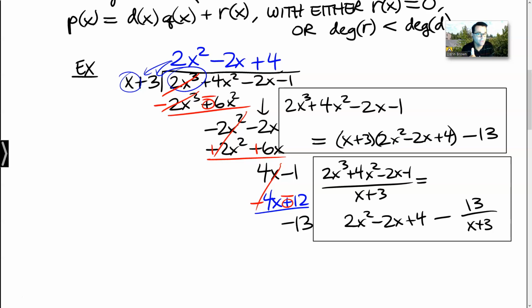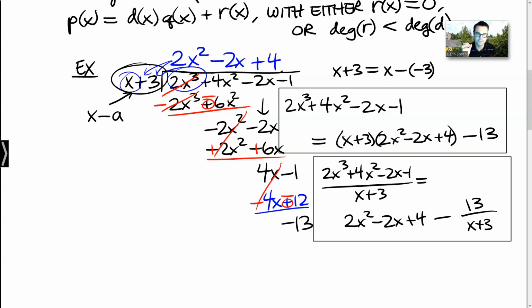Okay, so now, in this very particular case, notice we're dividing by x plus a number. If you are dividing by x minus a, which in this case, remember, it's going to be x minus a negative 3, because it's always the opposite. So x plus 3 is equal to x subtract a negative 3. So really what we're doing, we're testing here to see if negative 3 is a root of that cubic. Now, it turns out it's not.